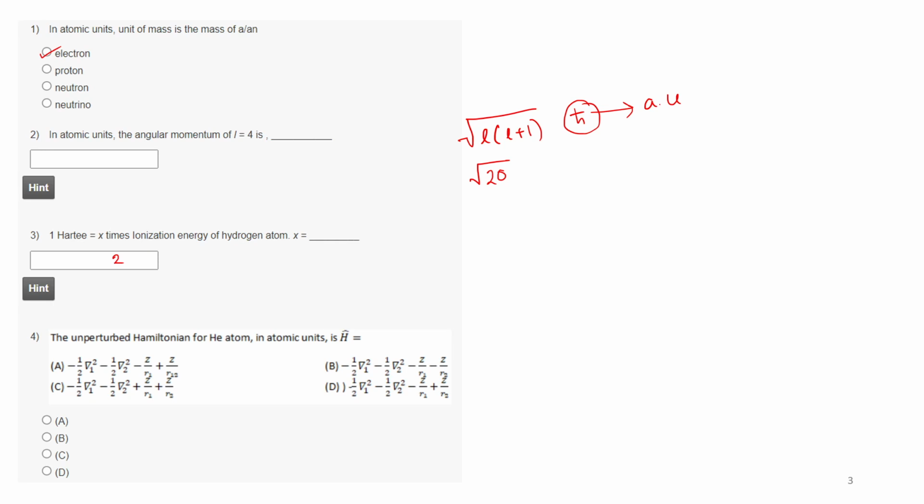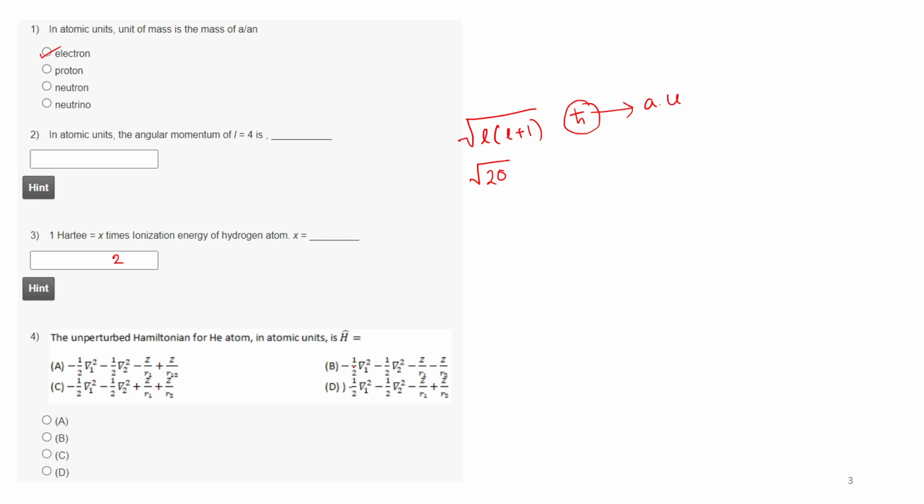Then what is the next question? The unperturbed Hamiltonian for the helium atom in atomic units. Okay, so the electron mass and h cross will not be there. So what will be the answer? Can anyone tell me why? B, because in other cases the signs are not the same.